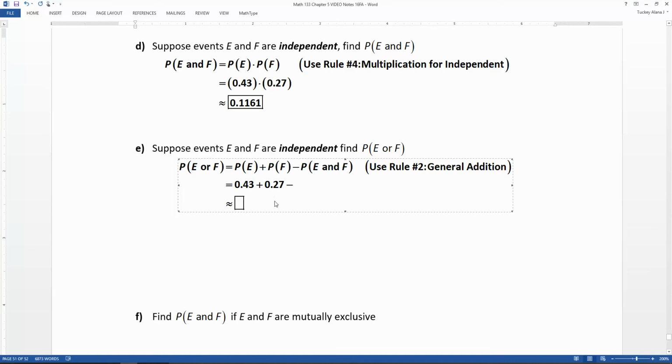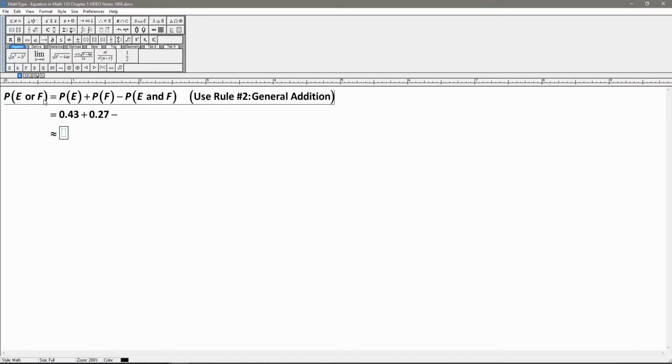Okay, so I wrote up that general addition rule so we can look at it. The probability of E or F is the probability of E plus the probability of F minus the probability of E and F. So I know I'm going to use this rule. I know that the probability of E is 0.43. I know the probability of F is 0.227.